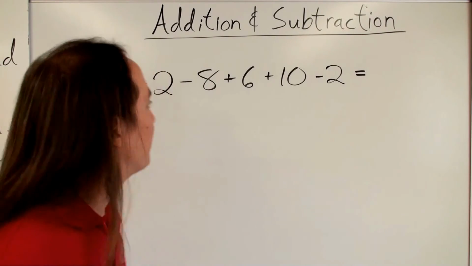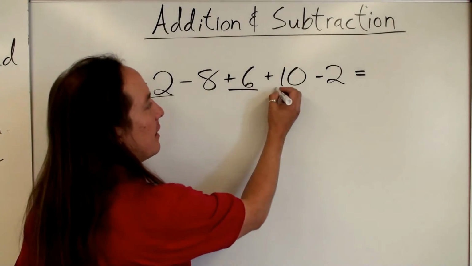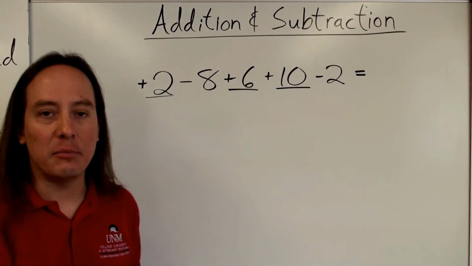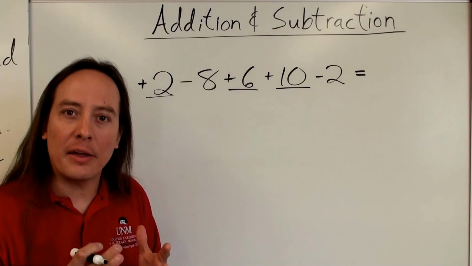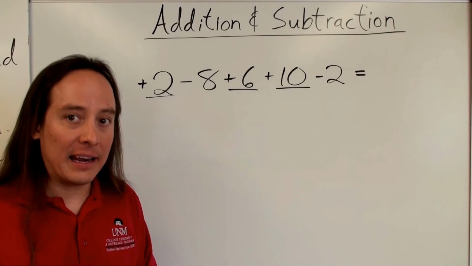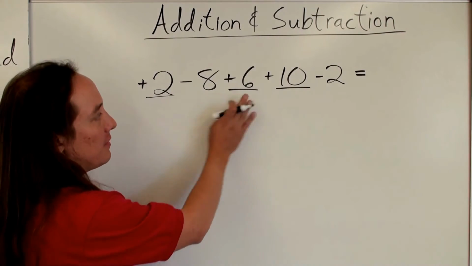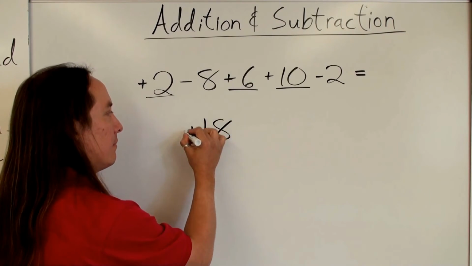So let's try that out. I have a 2, a 6, and a 10. What does that give me? They're all the same sign. I'm just going to put them together. Okay, put all the positives together. Same sign, they add together and they keep the same sign. So 2 and 6 is 8, 8 and 10 is 18. All right.